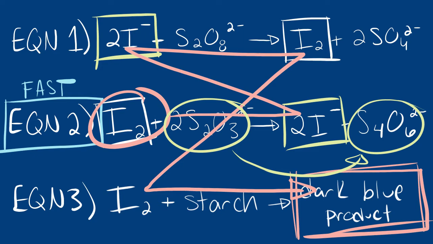This is ultimately what we are going to be measuring, durations of time based on how long it takes to generate that dark blue product, and then we can calculate some rates using the concentrations of the I-, the S2O8 2-, and the S2O3 2-, which we will see in a little bit.